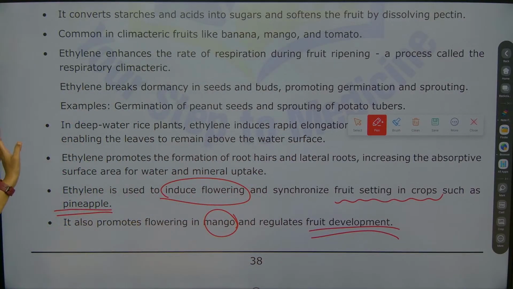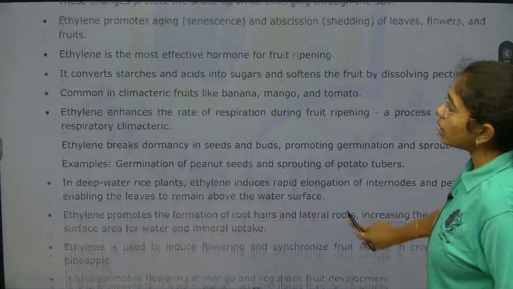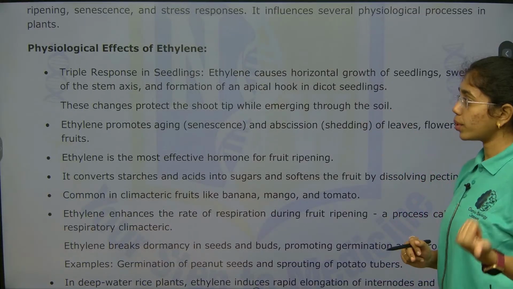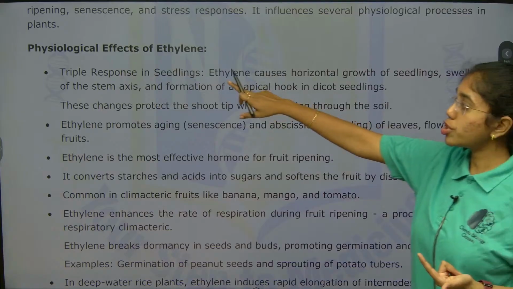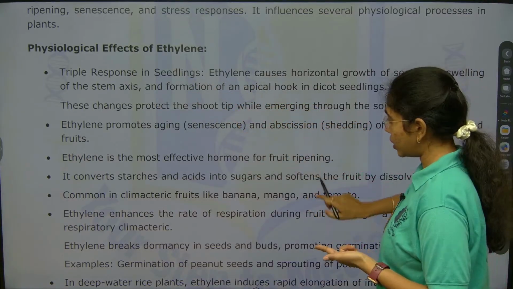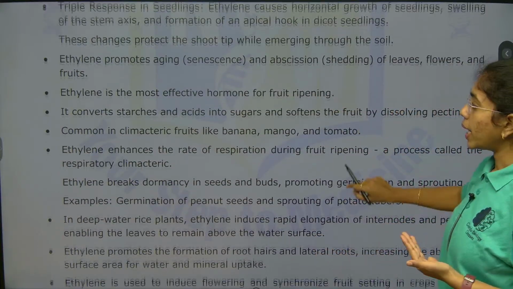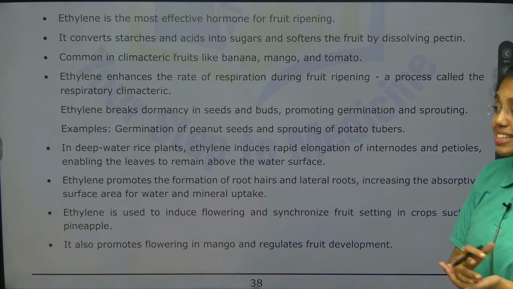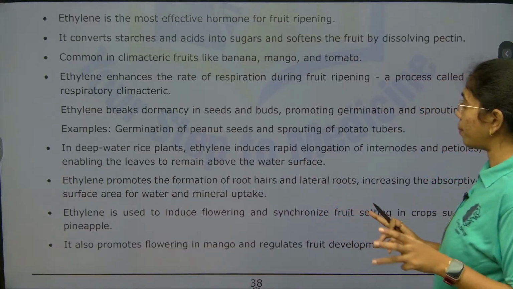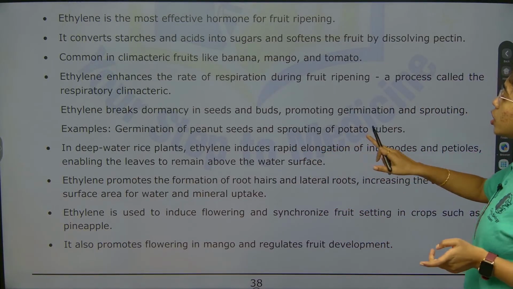Despite all these points, the major things that you have to explain: first, ethylene is both plant growth promoter and plant growth inhibitor. Then about triple response, of course, majorly ethylene will promote senescence, and it is the most effective hormone for fruit ripening. The major point you have to explain is it will increase the rate of respiration, it will act as respiratory climacteric, and it will also help in germination of peanuts, sprouting of seeds.